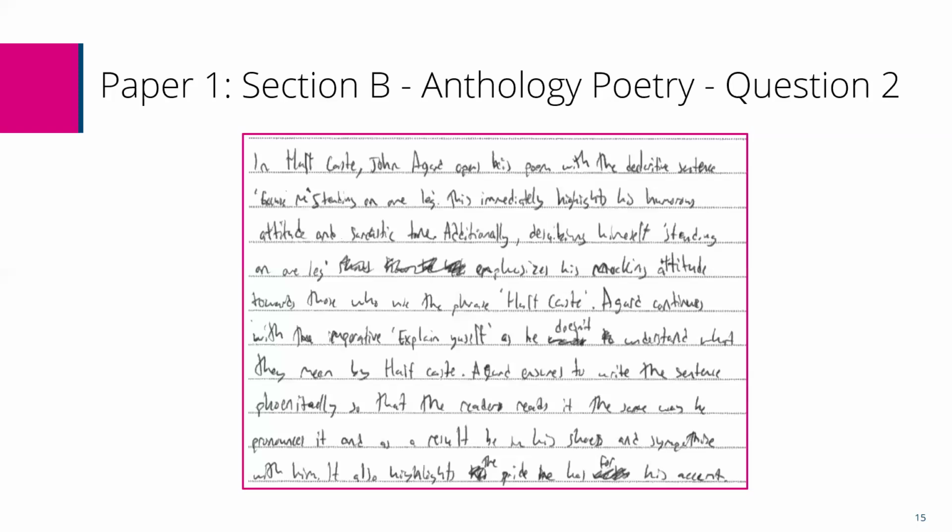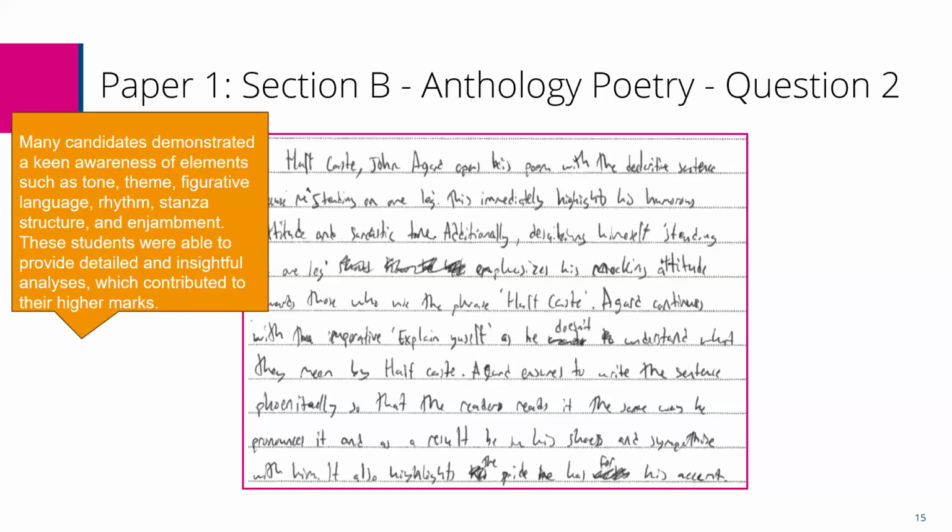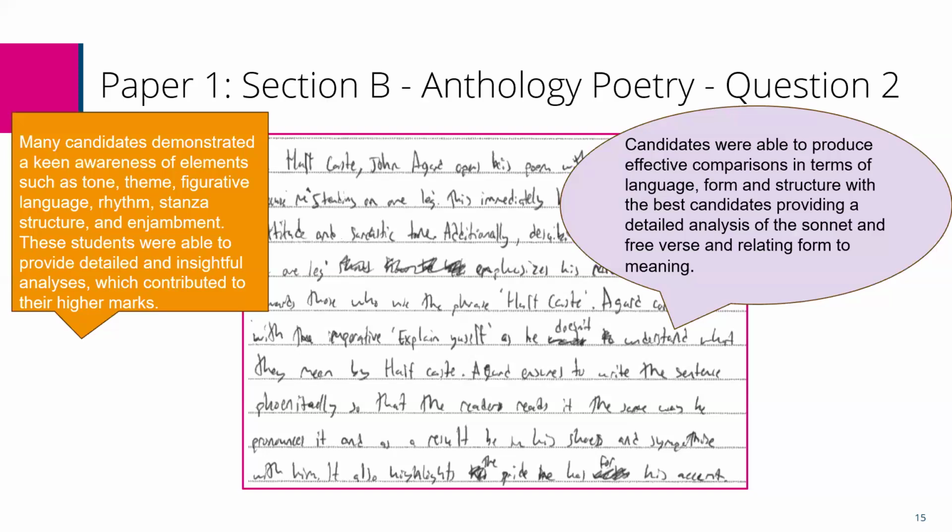So the little extract you've got there is a level 4 response. So many candidates demonstrated a keen awareness of elements such as tone, theme, figurative language, rhythm, stanzas, structure, and enjambment. These students were able to provide detailed and insightful analysis, which contributed to their higher marks. Candidates were able to produce effective comparisons in terms of language, form, and structure, with the best candidates providing a detailed analysis of the sonnet and free verse and relating form to meaning.